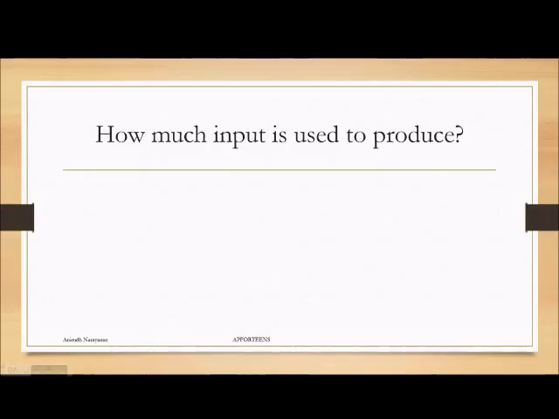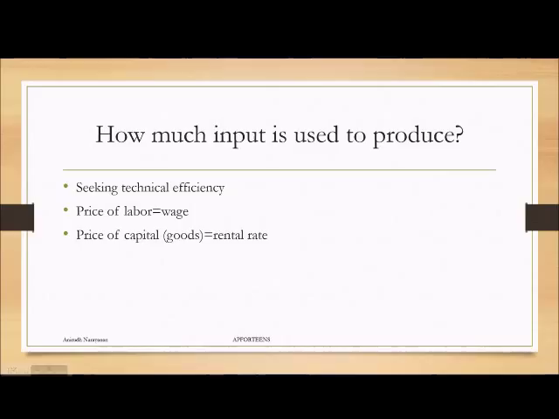So that's that question. How much input is used to produce each good? When you look around, for example, when an automaker makes a car, they can use different combinations of labor and machinery, being their capital. When the economy asks how much of an input to use in the production process, it's seeking technical efficiency, or efficiency in production. The price of labor is going to be your wage. Wage is a key word here. The price of capital is the rental rate.